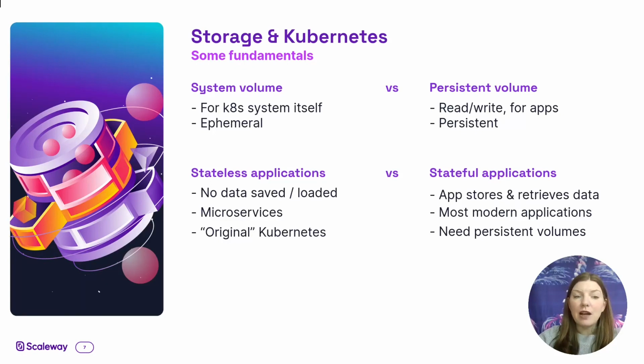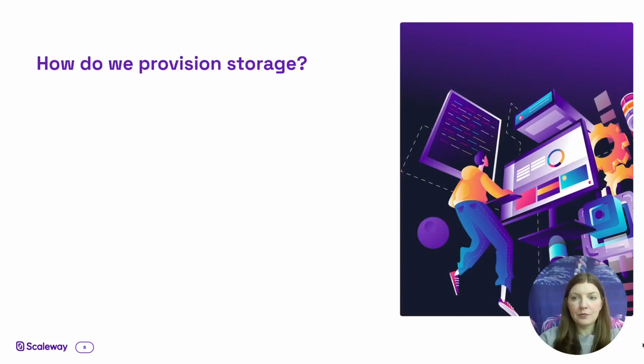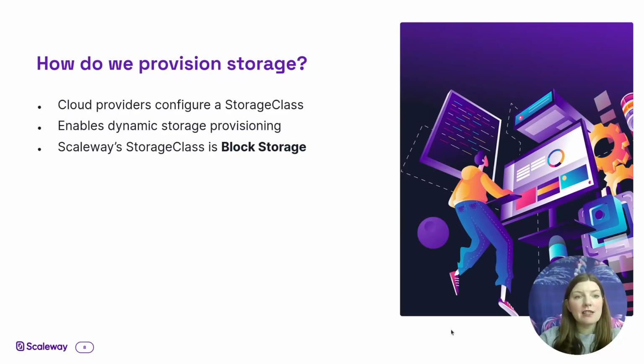In order to run stateful applications in Kubernetes, we need to provision persistent storage volumes where these applications can store the data that gives them their state and retrieve it whenever they need. So how do we provision storage for these applications? Well, cloud providers such as Scaleway provide a CSI or Container Storage Interface Provisioner and default storage classes that their managed Kubernetes products like Kapsule can use.